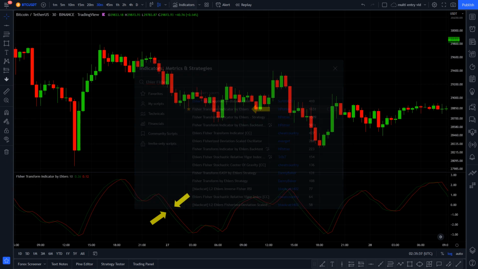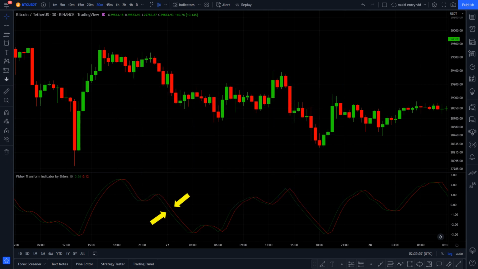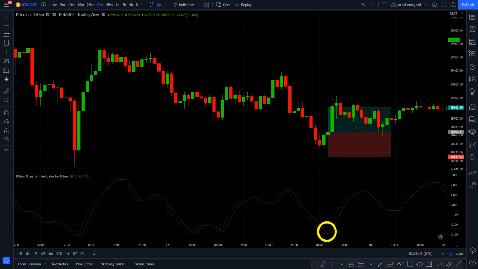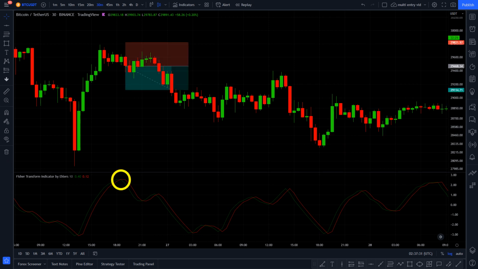This indicator has a red and green line. A long signal appears when the green line crosses above the red line, therefore a short signal appears when the green line crosses under the red line.